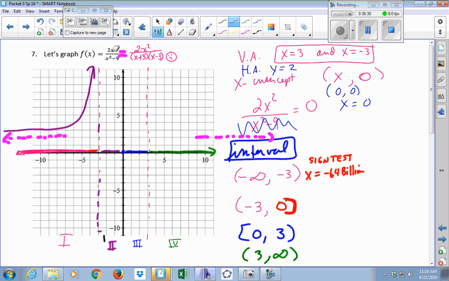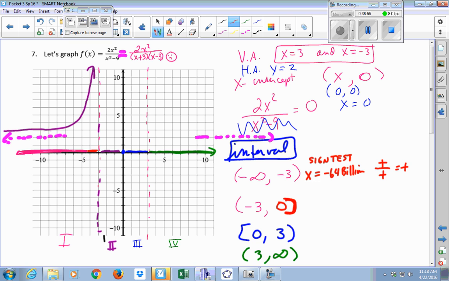And I put it into this numerator. When I square -64 billion, I'm positive. That's all I need to know. And I double it, big deal. And then in the bottom, I square -64 billion, I'm still positive. And I don't care about the subtraction of 9 if I'm squaring 64 billion, right? So what's the value of my fraction? Positive over positive, which is positive.